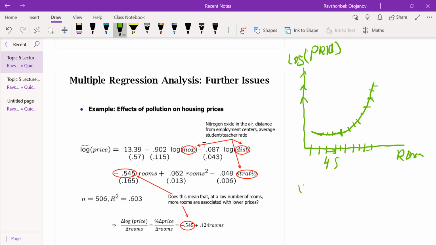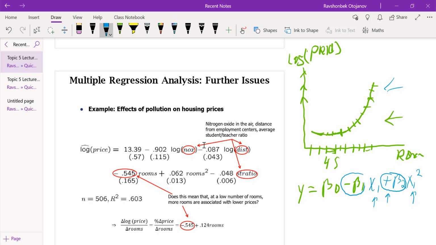So let me put this down, what we expect in this sort of relationship. In this case, that's beta 0 plus beta 1 x1, which is negative, plus beta 2 x1 squared. If this were the room variable, then we have room and room squared, but notice now this is a positive beta 2, while beta 1 is negative. In this fashion, we will be able to get this kind of fitted line in our data.